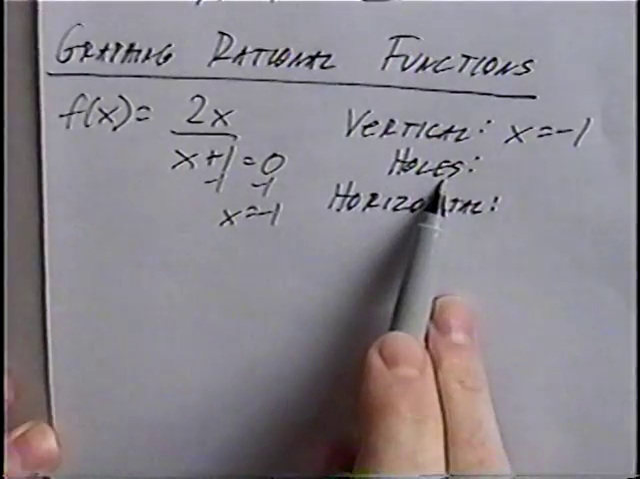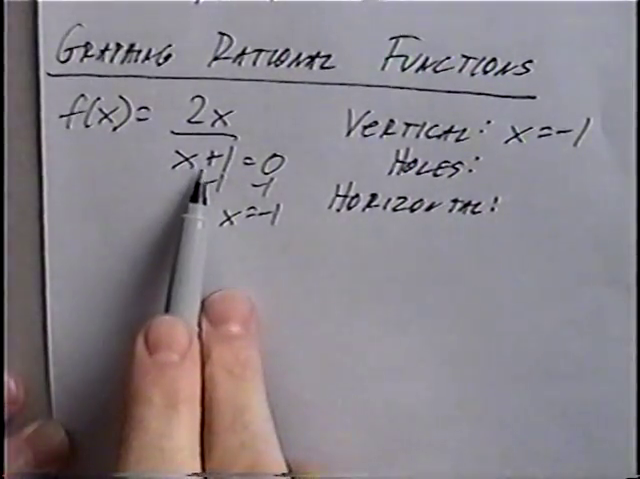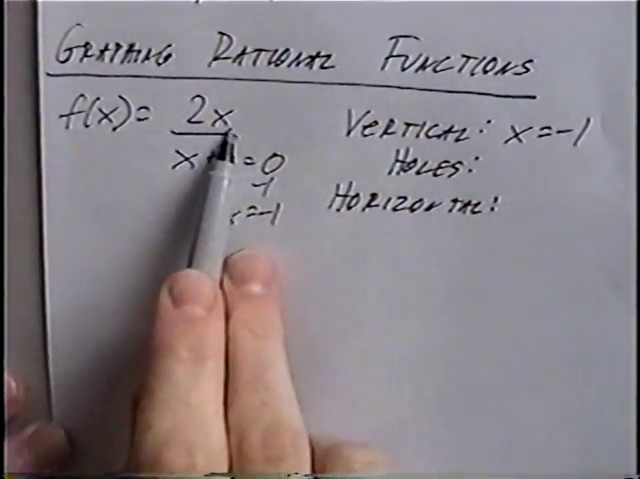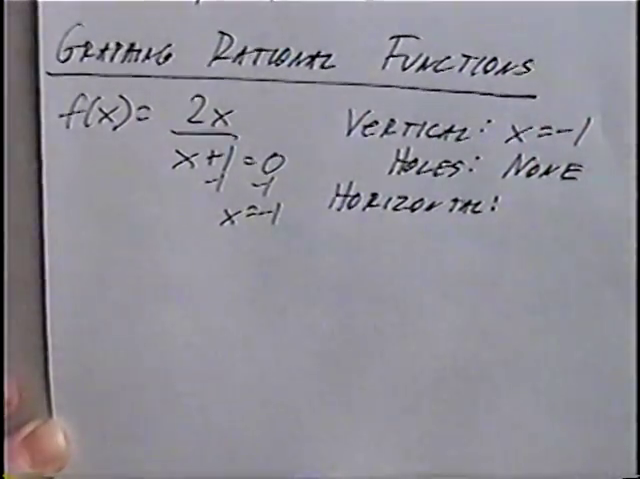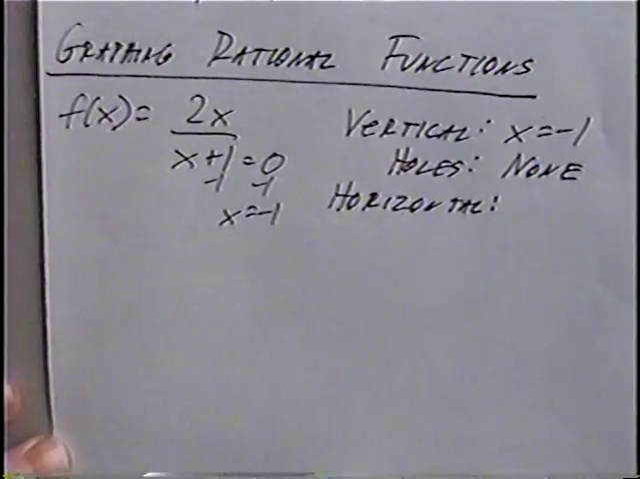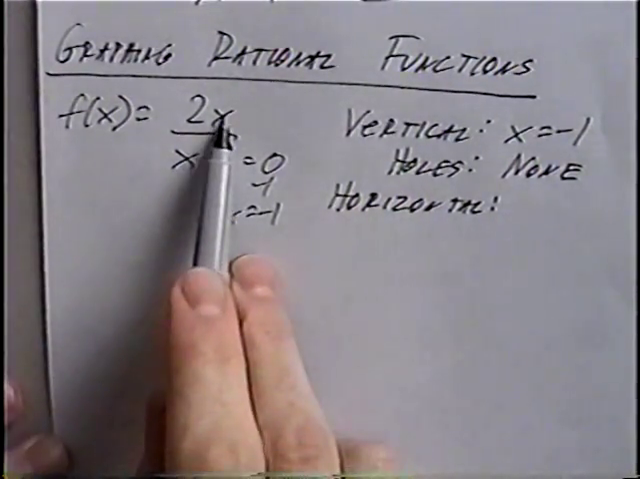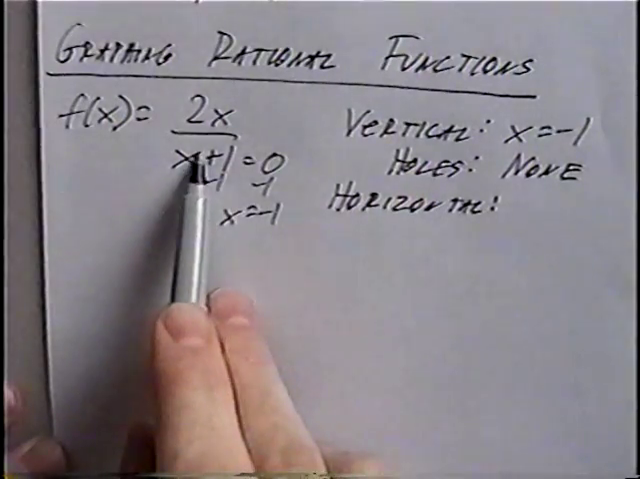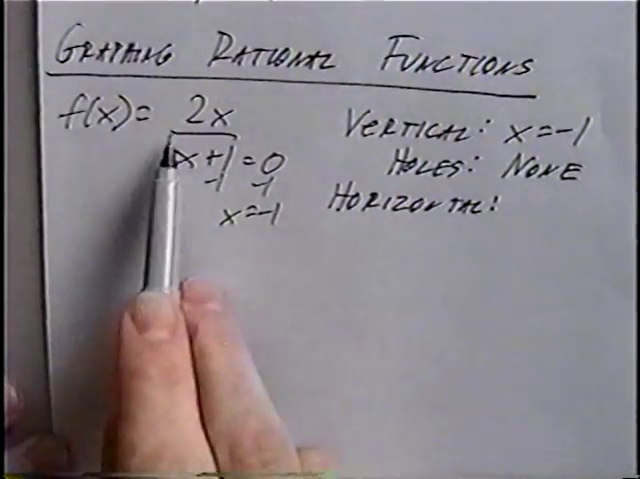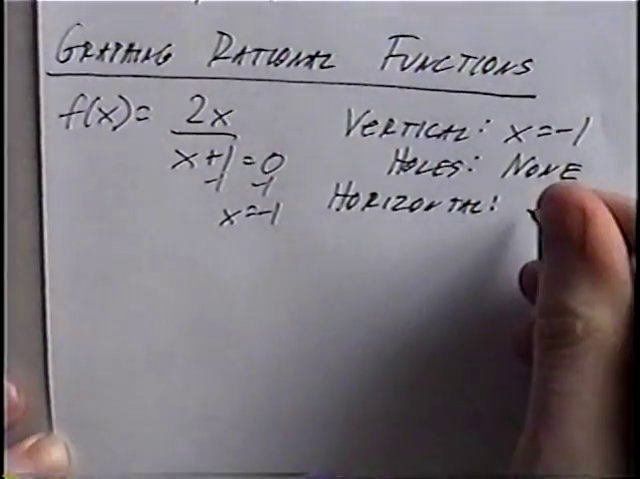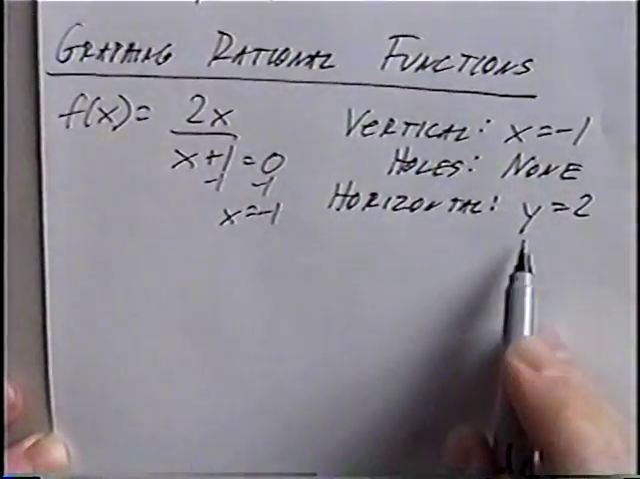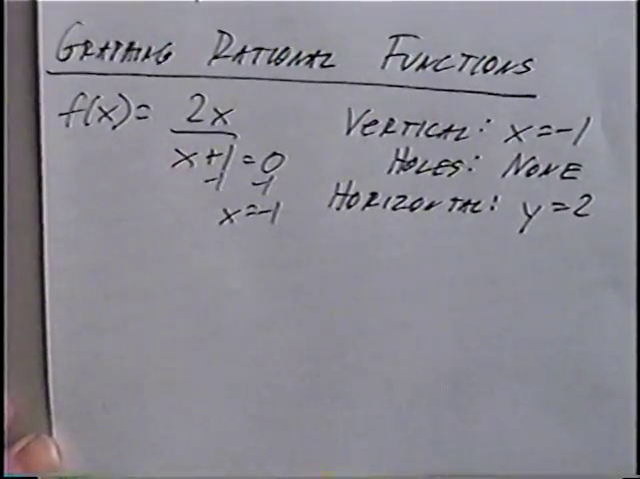The holes on the graph, again, occur if a factor cancels out. We have x plus 1 in the denominator, but there's no x plus 1 in the numerator, so there are no holes. For the horizontal asymptote, you look at the degree of the numerator and denominator. Both have the same degree, which means you'll make a fraction from the coefficients, 2 over 1, or just 2. And the horizontal is y equals 2.